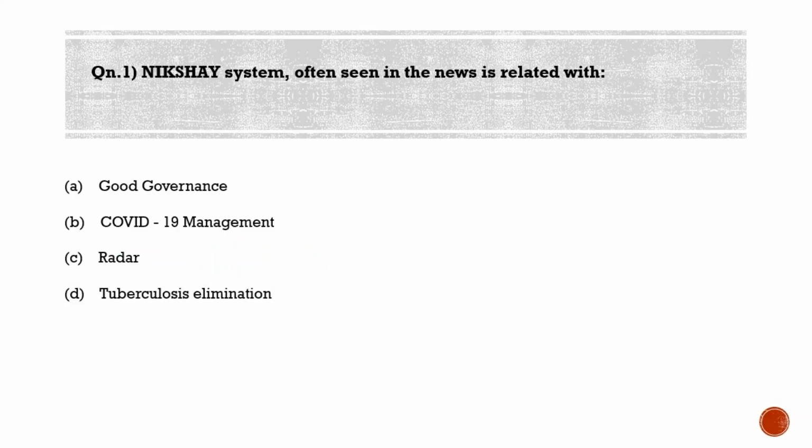First question for the day. Nikshay system, often seen in the news, is related with option A good governance, option B COVID-19 management, option C radar, option D tuberculosis elimination. Guys, the correct answer here, from the name itself you can derive the answer. Very easy question. It is option D, tuberculosis elimination.